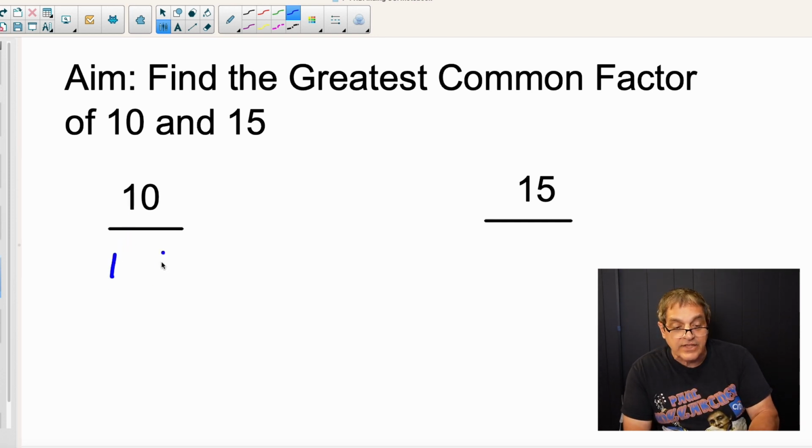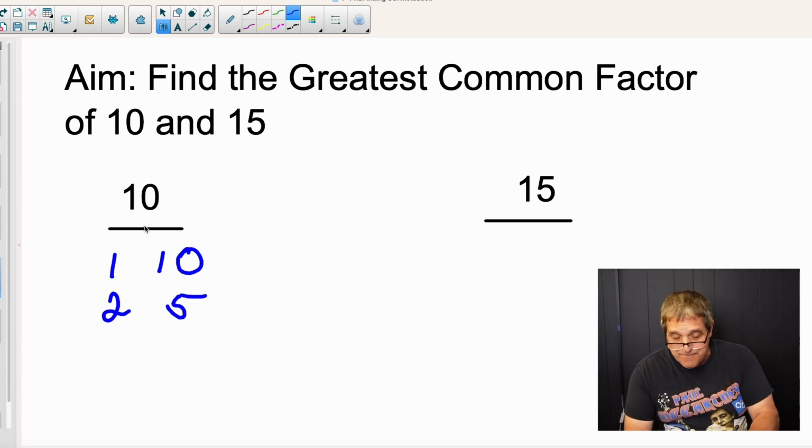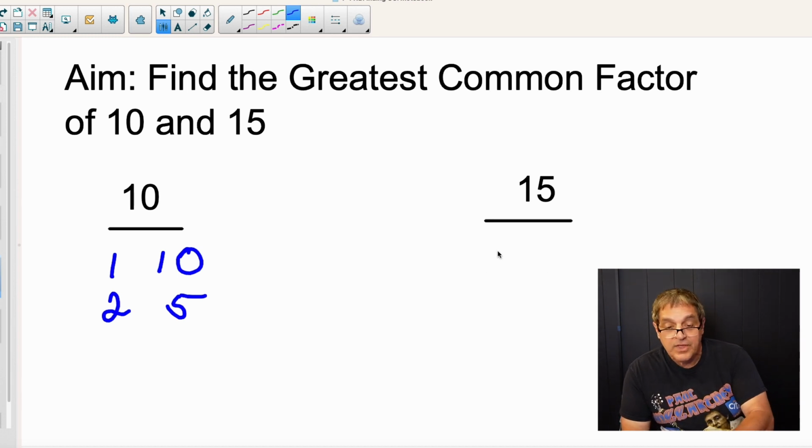So 10 is 1 and 10, as usual 1 and the number. 2 and 5. Now, you say, okay, what do I have between 2 and 5? I have 3 and 4. Does 3 go into 10 evenly? No. Does 4 go into 10 evenly? No. So therefore, I know I'm done. I know I got all of the factors.